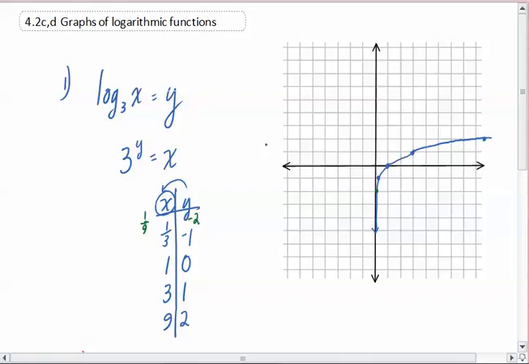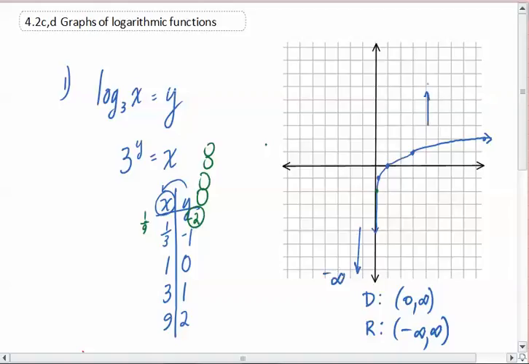And as you can see, no matter what small number I put in for y, smaller and smaller, negative a million, right? That would be 3 to the negative million power, and that's not going to give me a 0. It's going to give me a very tiny fraction, approaching 0. Okay? So here's the graph. And as you can see, the domain is from 0 to infinity, not including 0. And the range is negative infinity to infinity. The small boundary is negative infinity. The large boundary is infinity up there. We never reach them, and so we do not include them in our endpoints.